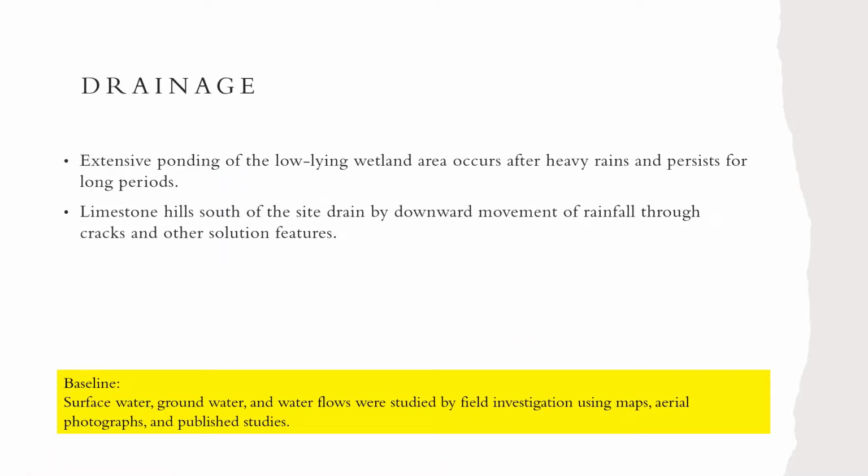Intensive ponding of low-lying wetland area occurs after heavy rain and persists for long periods. The limestone hills south of the site drain by downward movement of rainfall through cracks and other solution features. So the baseline in drainage is that surface water, groundwater, and water flow were studied by field investigation using maps, aerial photographs, and published studies.